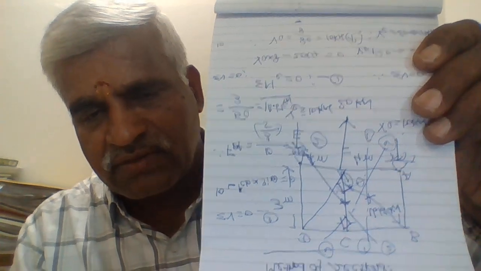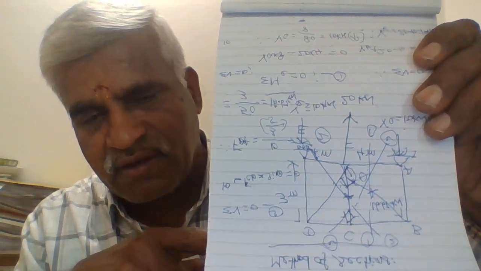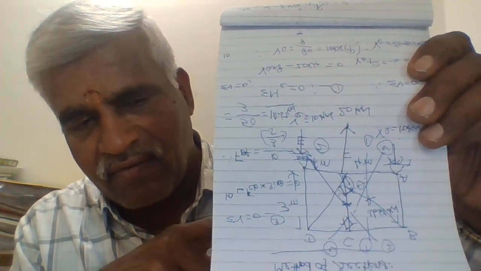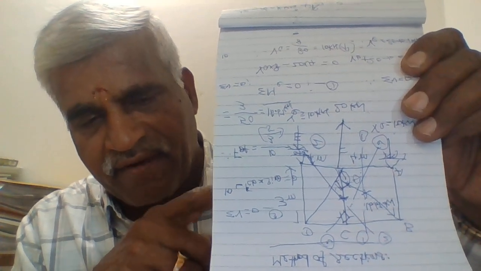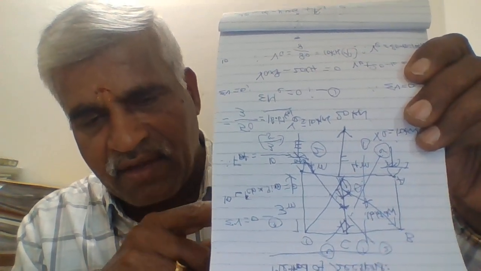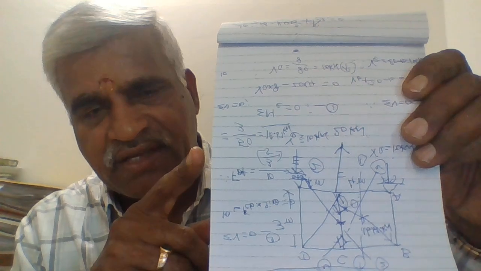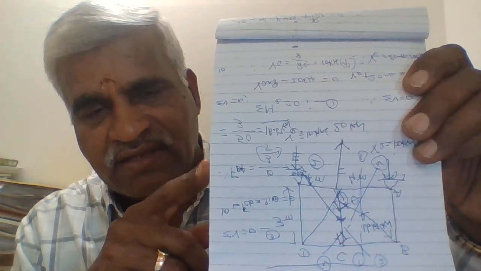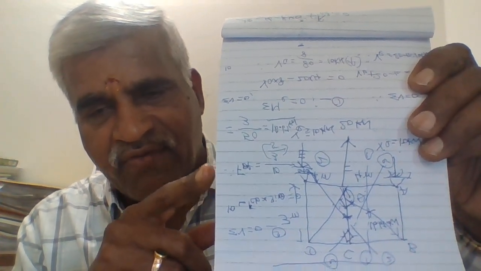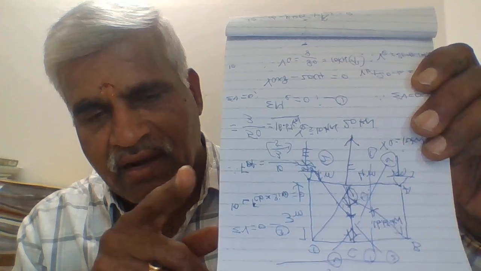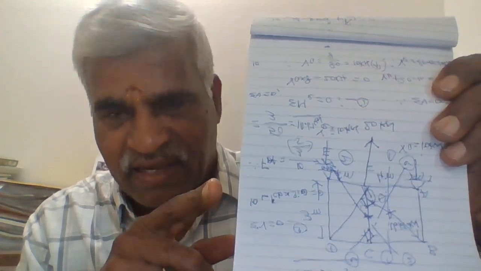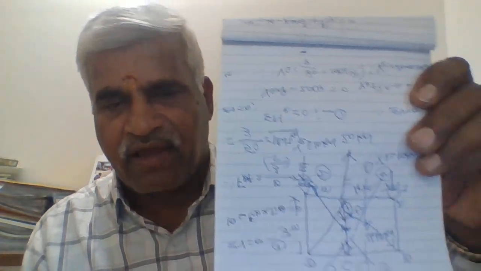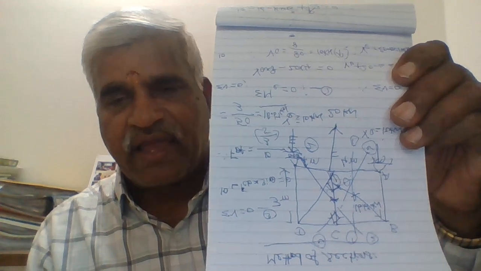Now you have to find the unknown forces CF and BF, applying the equilibrium conditions. Before that, you find the reactions VA and VE at the supports, which we get as 10 kilonewton. I have given the calculation also.